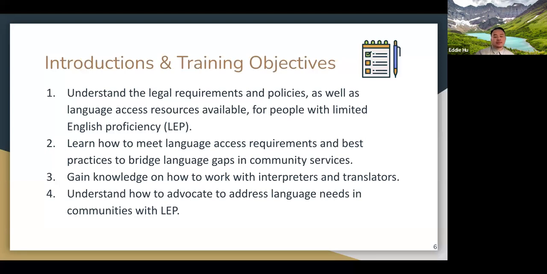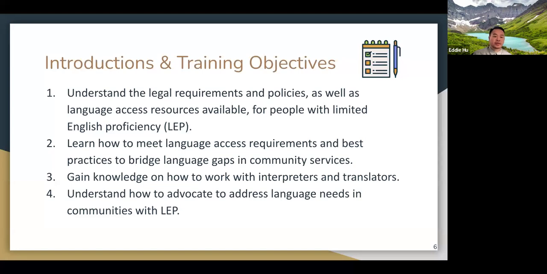Next slide. Some quick training objectives for today are to understand the legal requirements and policy as well as the language access resources available for people with LEP, and learn how to meet language access requirements, best practices, and bridge the language gap in community services. Gain knowledge on how to work with interpreters and translators, understand how to advocate, and address language needs in the community with LEP.